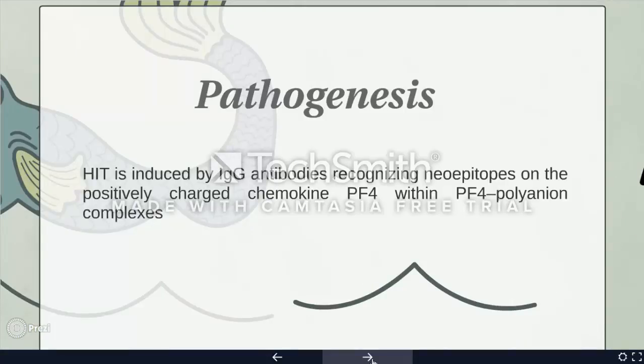Pathogenesis. HIT is induced by IgG antibodies recognizing neoepitopes and possibly charged chemokine PF4 within PF4 polyanion complexes.